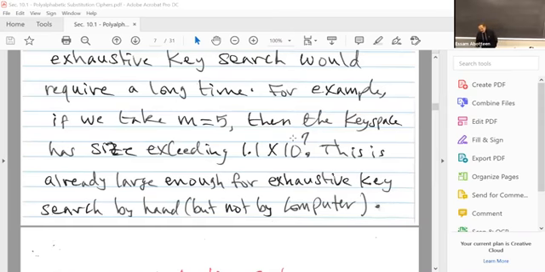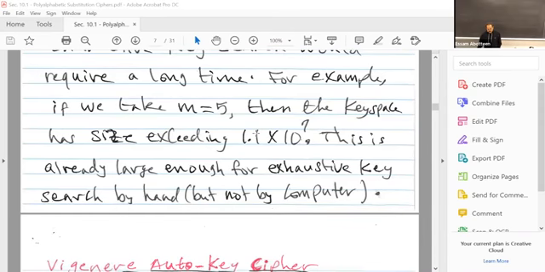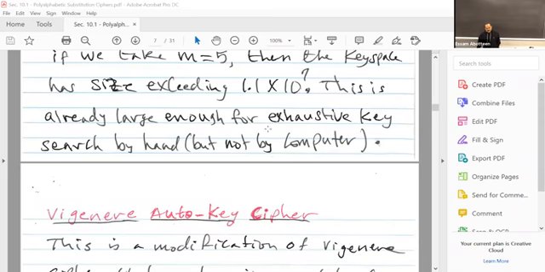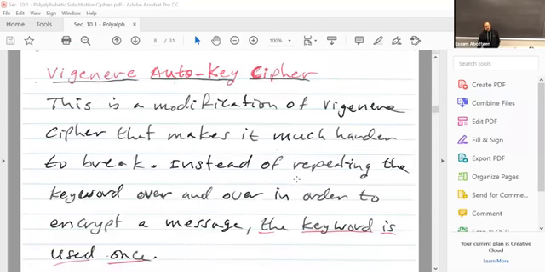However, it turns out that this is actually not a secure system, but it's much better than the monoalphabetic substitution cryptosystem that we introduced earlier. Here is a modification of the Vigenère cipher. It's called the Vigenère autokey cipher. This modification makes it much harder to break, and that's the idea behind modifying a cryptosystem. In here, instead of repeating the keyword over and over in order to encrypt a message, the keyword is only used once.